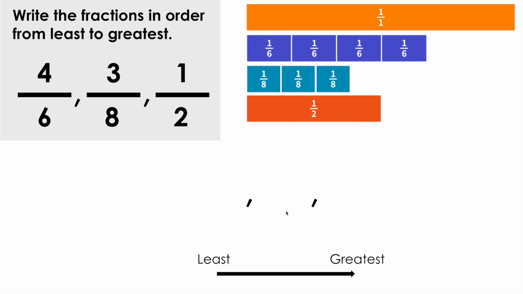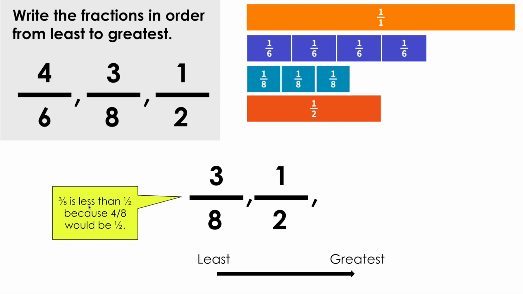We will start by writing half. Now, we know 3 eighths is less than half because 4 eighths is equivalent to half, and we only have 3 eighths, which is 1 eighth less. Lastly, we will write 4 sixths. We know 4 sixths is greater than half because 3 sixths is equivalent to half, and we have another sixth. So we know 4 sixths is greater than a half.